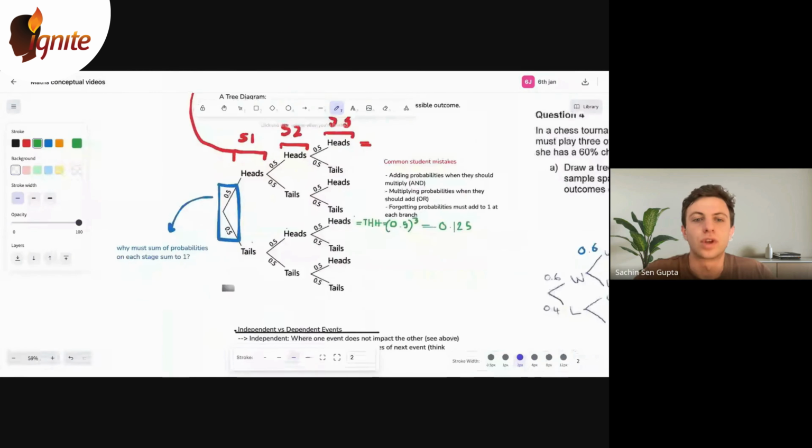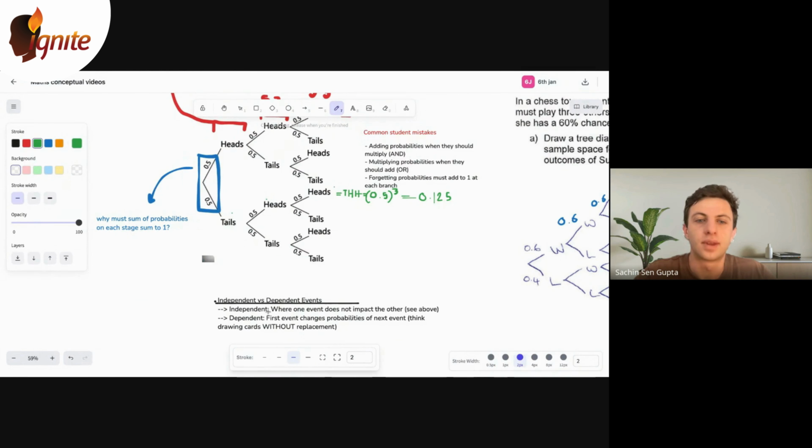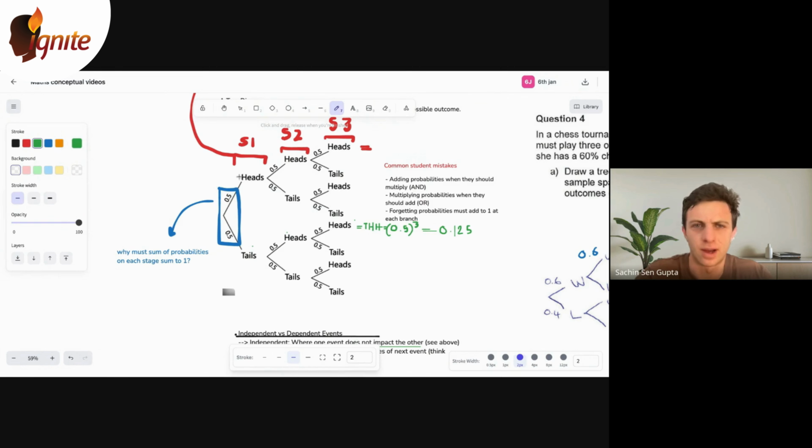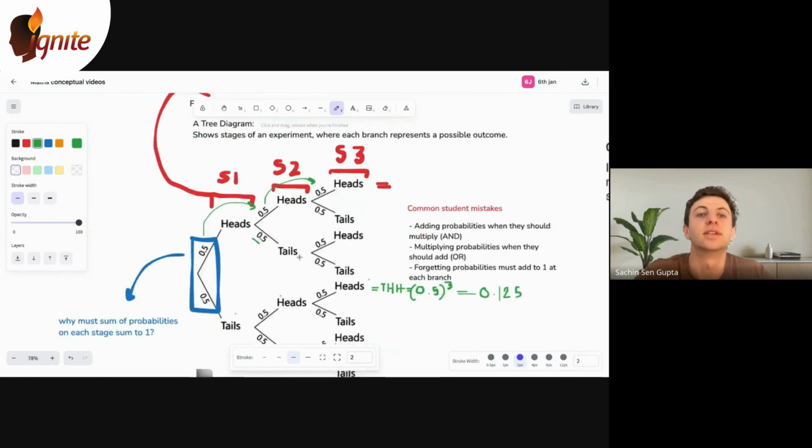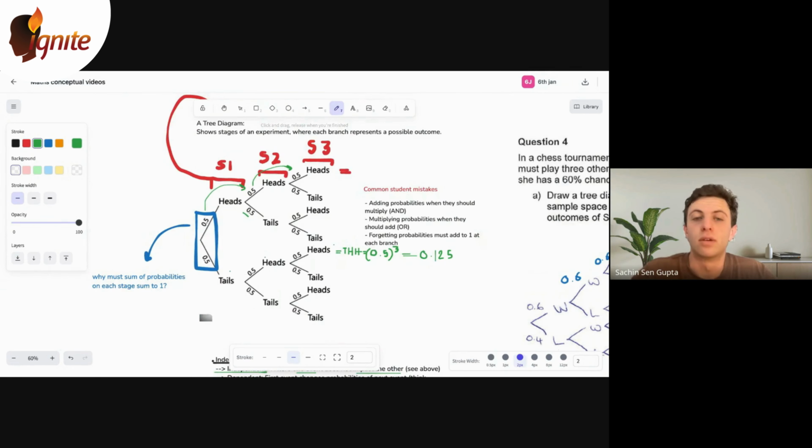Okay, cool. So this is an example of an independent event, because one event is not going to impact the other. For example, if we flipped a head the first time, it's not going to impact whether we flip a head the second time. You see how the probabilities are unchanging. It's independent, not depending on previous results. Same with tails. So this is an example of independent probability events on a tree diagram.